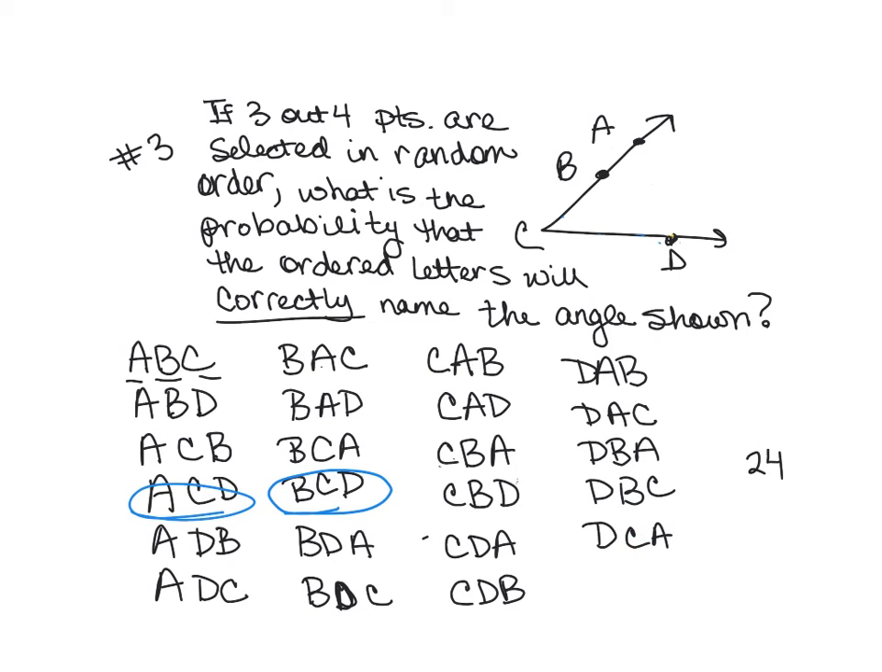Would DCA work? DCA. The answer is yep, that would be a fabulous way to name this angle. What about DCB? Would that work? And the answer is yes, that would work. So there are a total of 4 winners out of 24 possibilities. Therefore, the probability of picking 3 letters in the order of the letters correctly naming the angle shown would be 1/6.